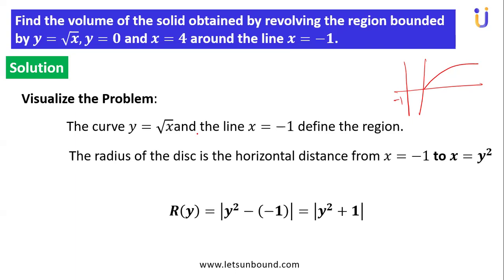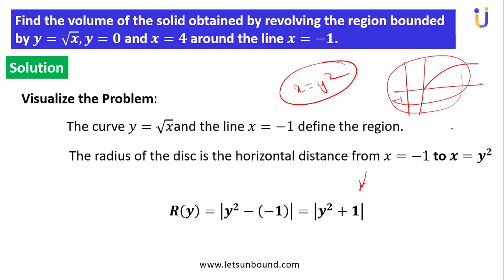You need to convert this into y form, because we revolve around a vertical line, so it's about the y-axis. y equals root x means x is y square. So rewrite in terms of y, and then you plug in. Now it will make sense. If x is y square, it will be something like this. So y square will be the rightmost curve minus the leftmost curve, which is minus 1, giving y square plus 1. You got your r of y.